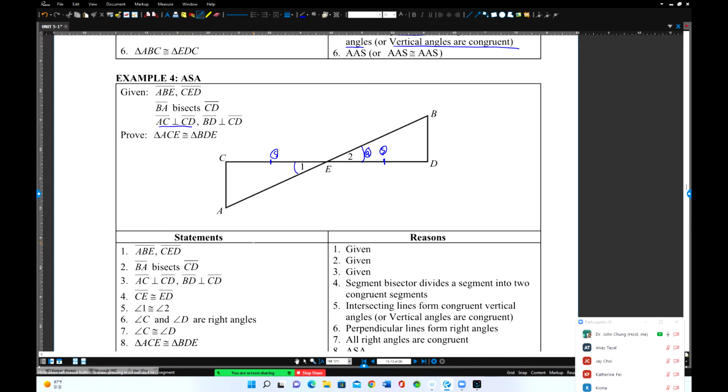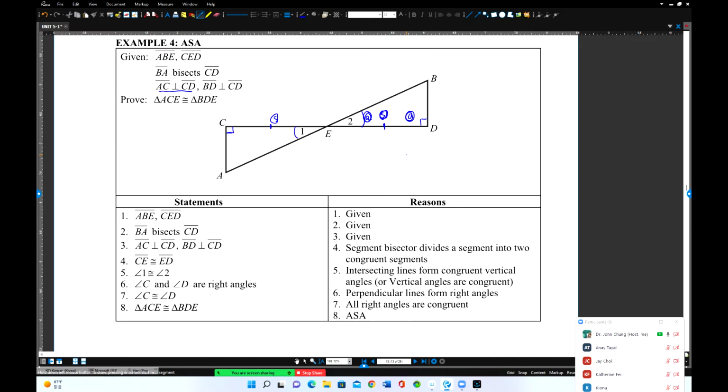AC and CD. This one is perpendicular. The other is perpendicular. This is the angle, right? So this one will be the side angle side method. Now using this one, all given. CE equals ED, right? It's okay because BA bisects CD. So you have to say CD is congruent, and the reason is what? Segment bisector. Don't forget this one.